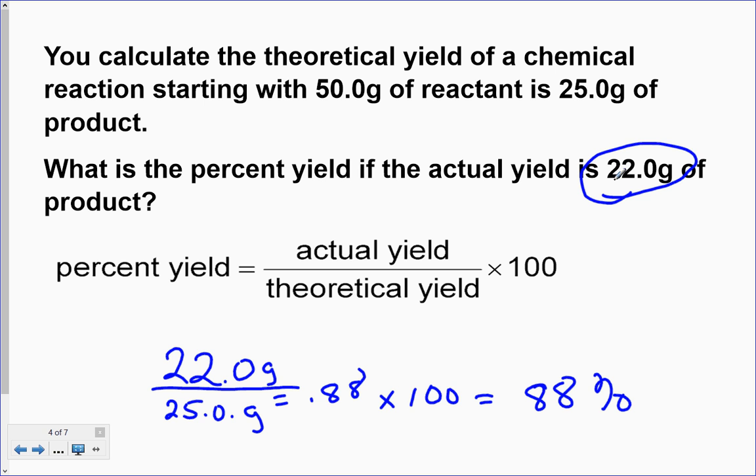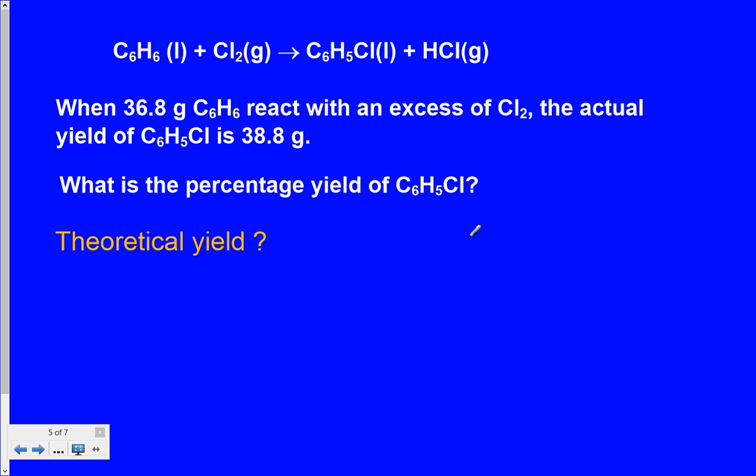But really the hard part is figuring out, they don't always give us how many things like that. They give us what we have to start with here with the 50 grams, and then you have to figure out that the theoretical would have been 25. And then after that, figuring out the percent yield is easy. So this is just kind of more practice on the stoichiometry equations, figuring out the percent yield.